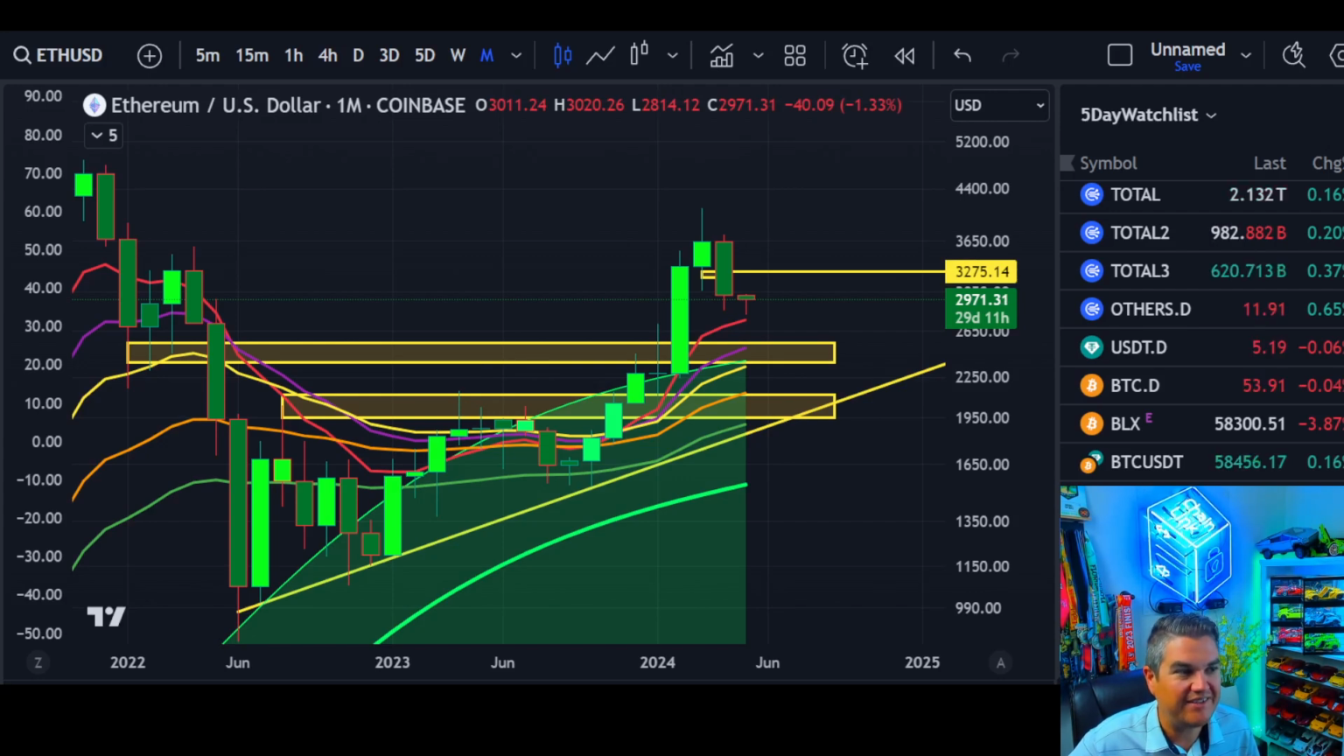Today we're going to look at Ethereum. We're going to first start off with ETH USD, and then we're going to switch and compare ETH with Bitcoin.